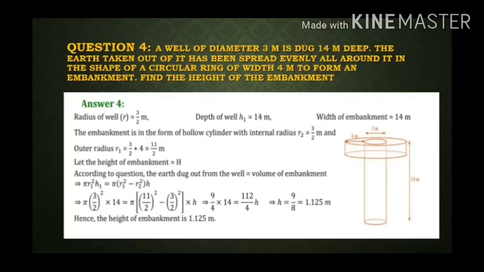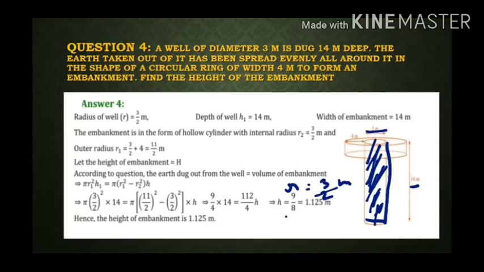As you can see, first of all, the well is 3 meter in diameter. That means from here to here it is 3 meter, and it is dug 14 meter deep. That means from here to here it is 14 meter. So for this cylindrical well, the radius is equal to 3 by 2 meter and the height is equal to 14 meter. You have to dig out the earth from this area.